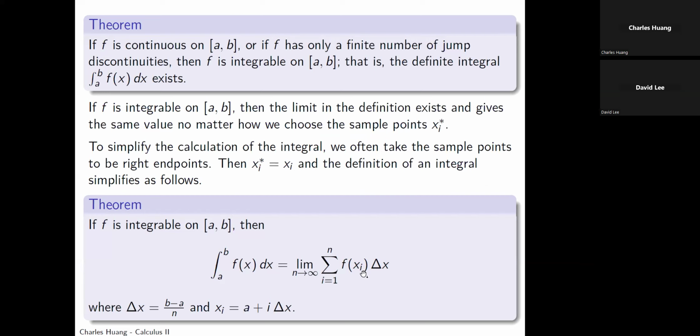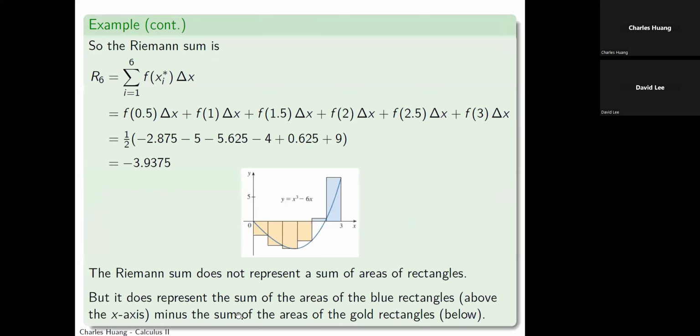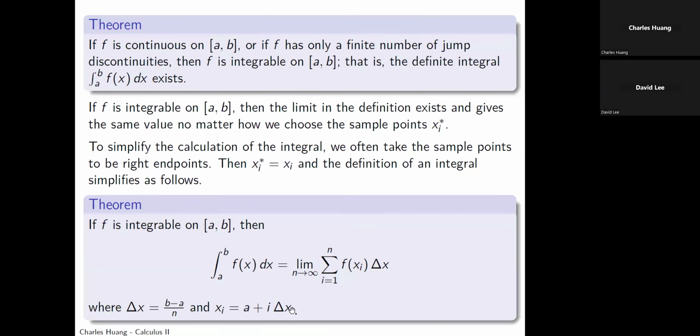Because if I always pick the right-hand side, all the x's that I'm going to test are going to look like this. I'm going to start from where the interval starts, 0. Then the first point will be 1 times half, the second point will be 2 times half, the third one will be 3 times half, 4 times half, 5 times half, and 6 times half. Half is the width in this case. So this is what we're going to do.